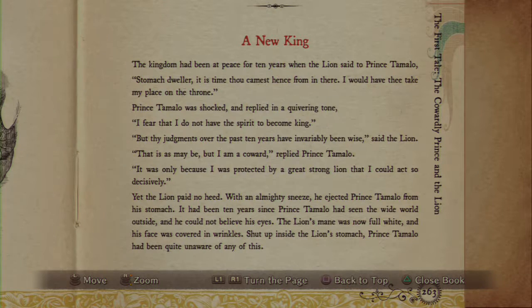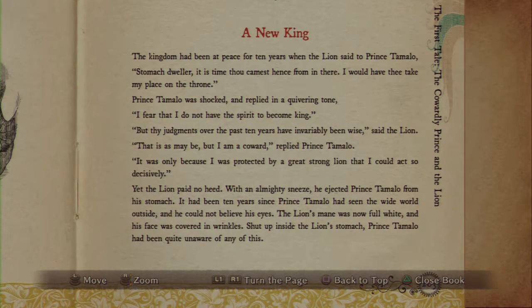A new king. The kingdom had been at peace for 10 years when the lion said to Prince Tamalo, "Stomach dweller, it is time thou camest hence from in there. I would have thee take my place on the throne." Prince Tamalo was shocked and replied in a quivering tone, "I fear that I do not have the spirit to become king." "Thy judgments over the past 10 years have invariably been wise," said the lion.